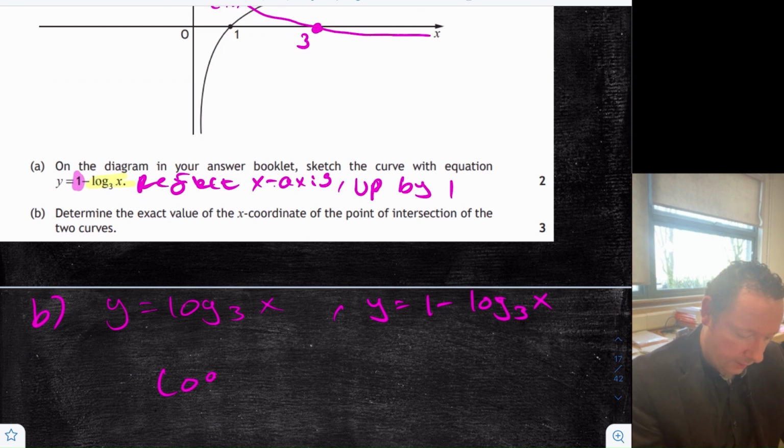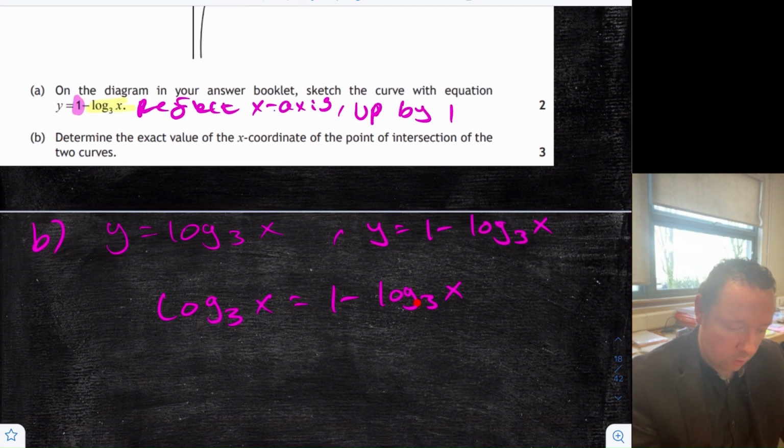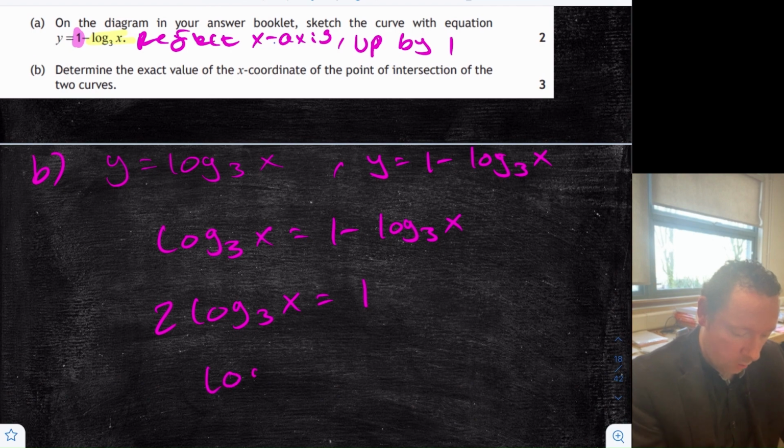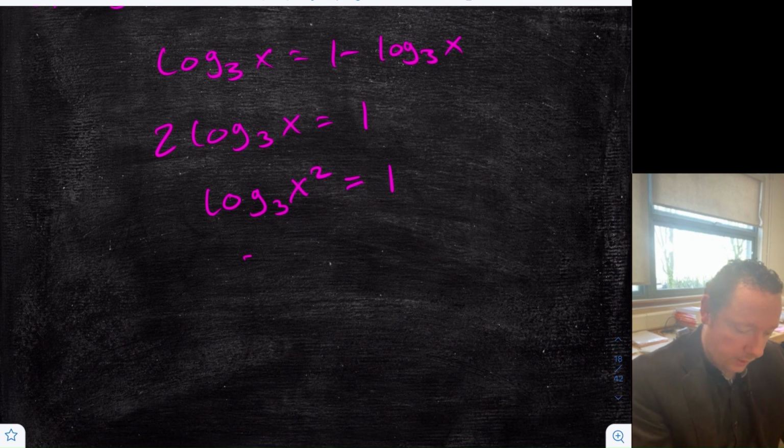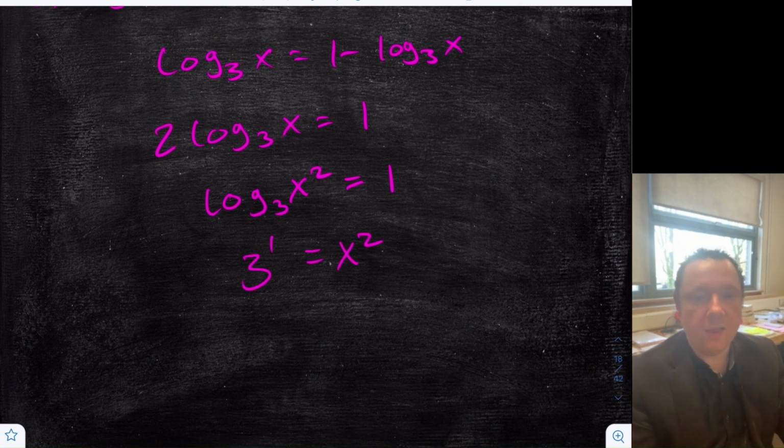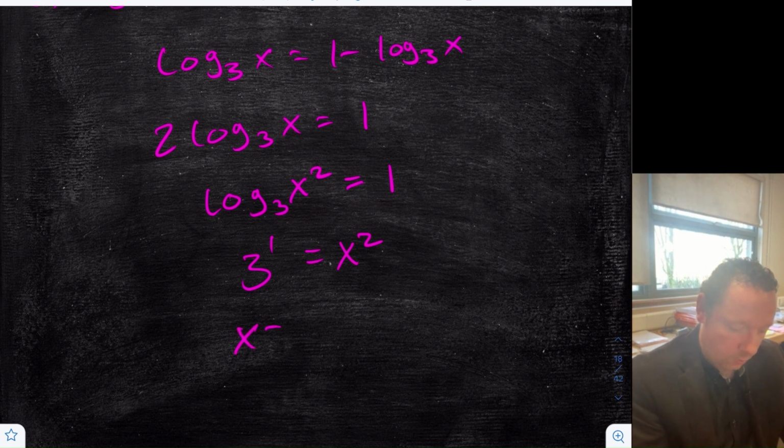So log 3x equals 1 minus log 3x. So taking the log 3x to the other side, you'll have log 3x plus log 3x, so 2 of them, 2 log 3x equals 1. I can take the 2 up as a power, so I get log 3 of x squared equals 1. Now I've got it in the form log of something equals a number, so 3 to the power of 1 equals x squared, and therefore I can find x. x equals 3 to the power of a half, or x equals the square root of 3.